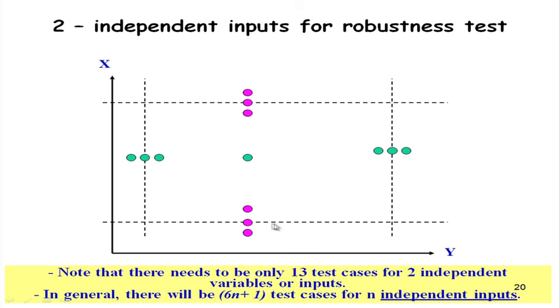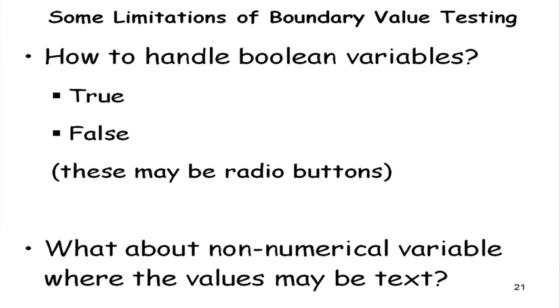So, for each variable 3 at both the boundaries. So, that makes it 6, and for every boundary we need 6, and therefore, if we have n equivalence classes we need 6n plus 1.